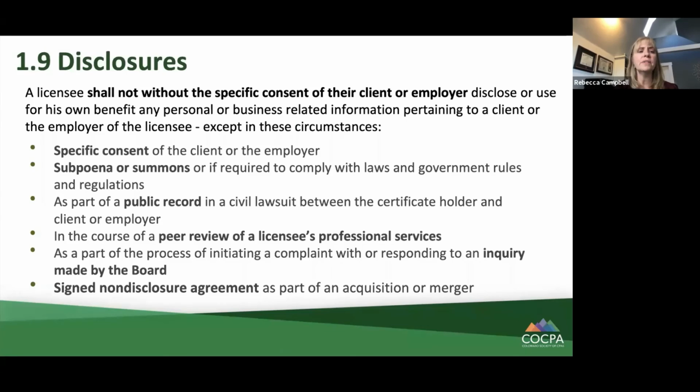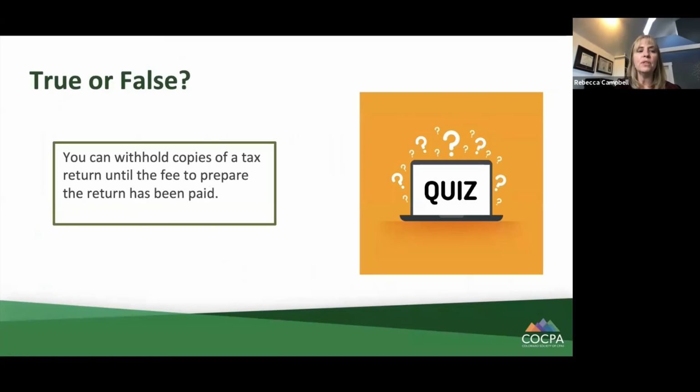I'm not going to cover the disclosure section right now because we're actually 2 minutes over. So I'm going to go through just a couple more things that I want you to know. The disclosure section is the same for firms as it is for an individual. So please review the disclosures section.